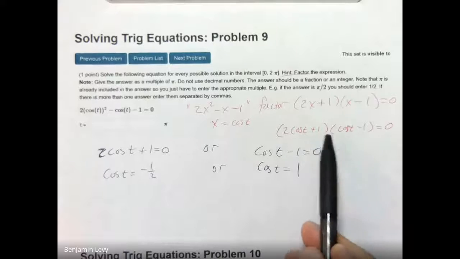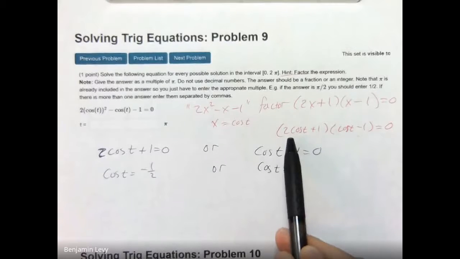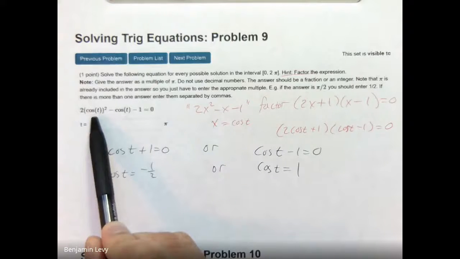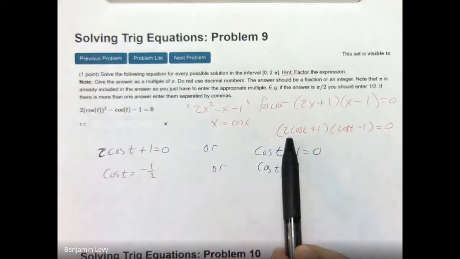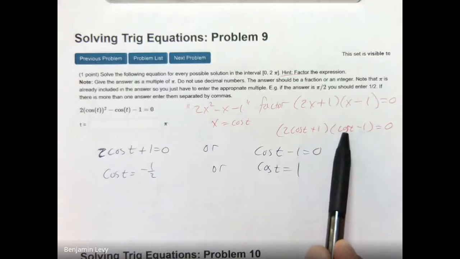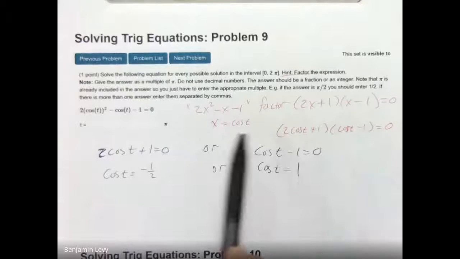So when you multiply this out, the 2 cosine times the cosine gives you 2 cosine squared. And then you'd have 2 cosine times minus 1, which would be minus 2 cosine, plus 1 gives you the minus 1. Oh, my bad, I see it. And then the plus and minus 1 give you the minus 1. Yeah, I think this looks okay. That's fine.